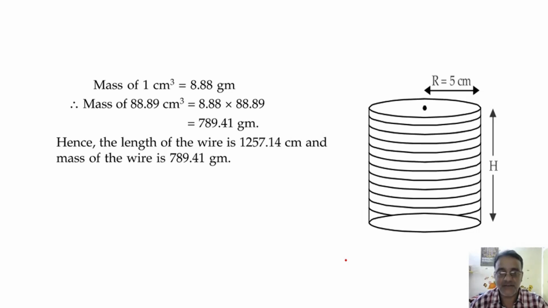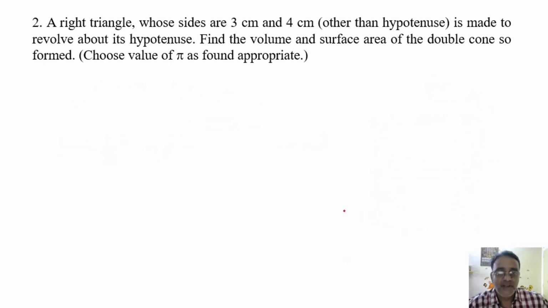We'll move towards the next question. Question number 2. Here it is given, choose the value of pi as found appropriate, and we have to find the volume and surface area. Let us read the question. A right triangle whose sides are 3 centimeter and 4 centimeter, other than the hypotenuse, is made to revolve about its hypotenuse. Find the volume and the surface area of the double cone so found.